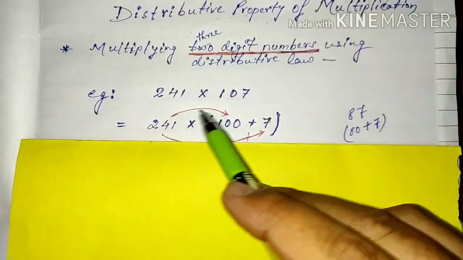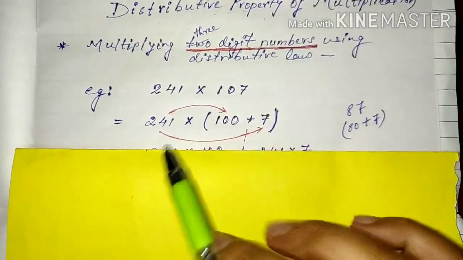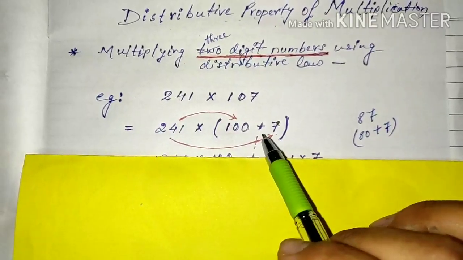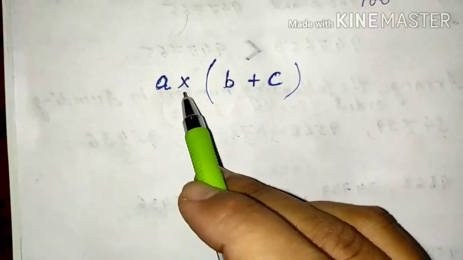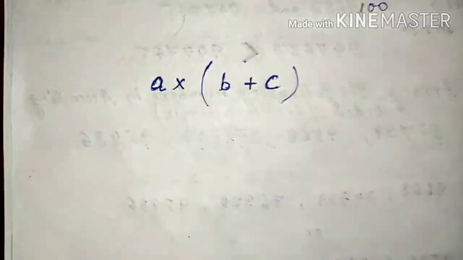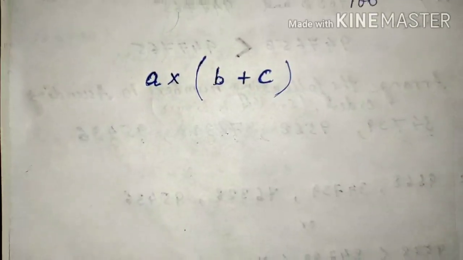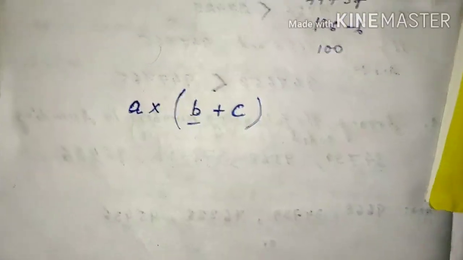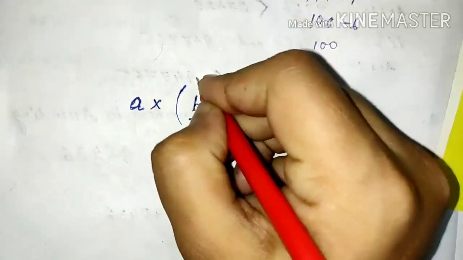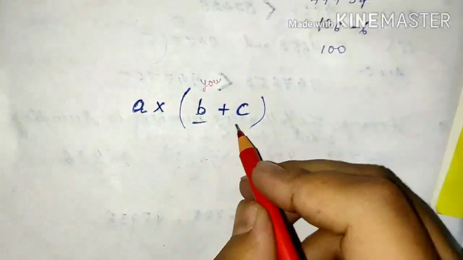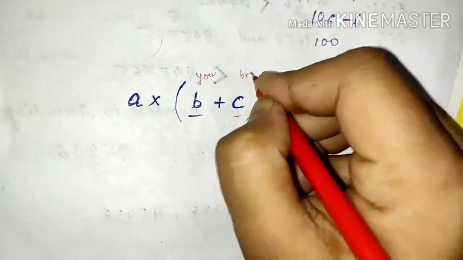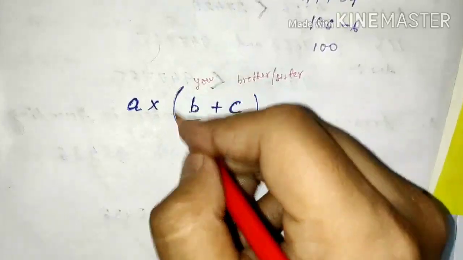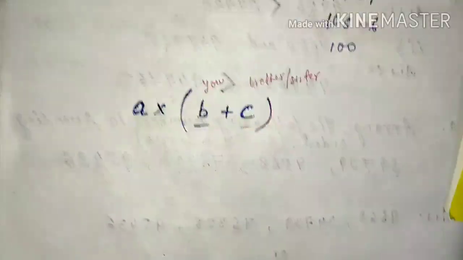Now try to understand this multiplication process that I have written over here, and the arrows that I have indicated. Understand it by this example. I have taken three alphabets written in the same order as the numbers were written over there. Consider B as you, C as your brother or sister, and the bracket symbolizes the house that you are living in.